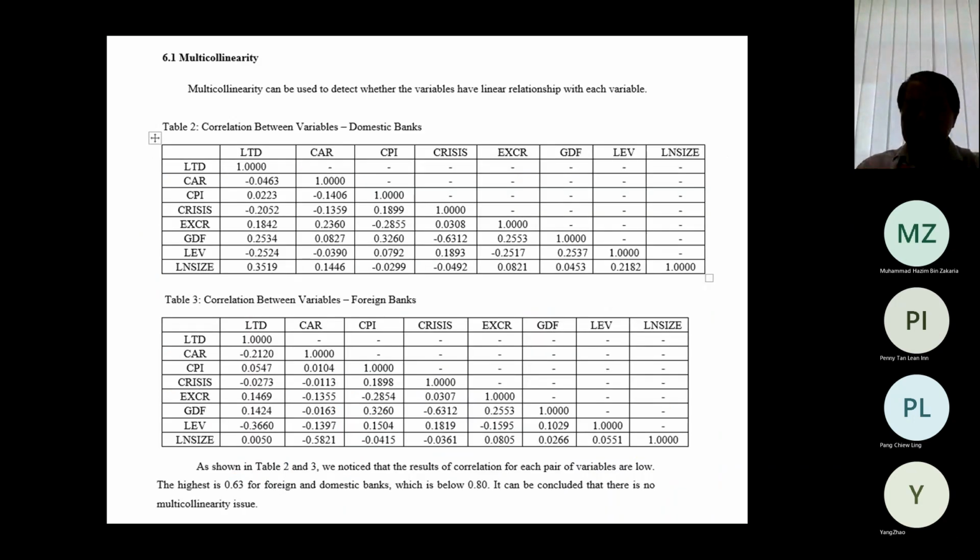Then you see the multicollinearity. Under this table, I split into domestic bank and foreign bank. For domestic bank and foreign bank, you can see the figures as shown in tables 2 and 3. We notice that the correlation of each pair is low, very low. The highest for foreign bank is 0.60, and for domestic bank is 0.63. So this concludes there's no multicollinearity for this particular case.